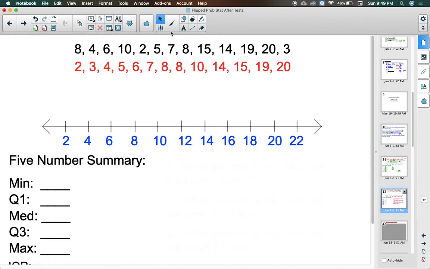So if I take a look at that first 8, that breaks my data in half. That's our middle number. There are 6 numbers below the 8. There are 6 numbers above the 8. So I have a median here. My median is 8. My minimum is 2. My maximum is 20.